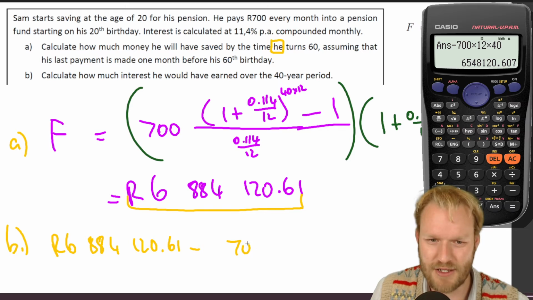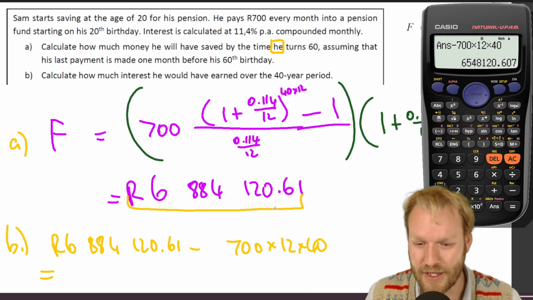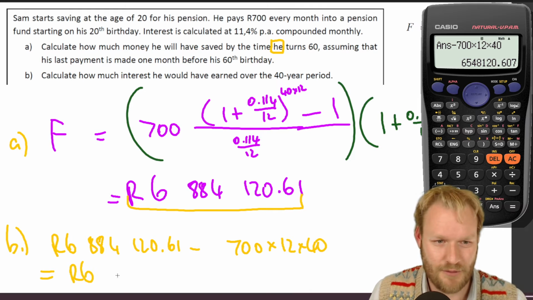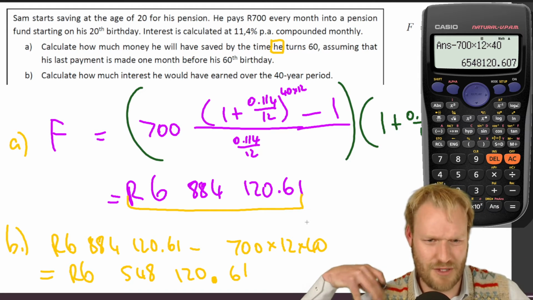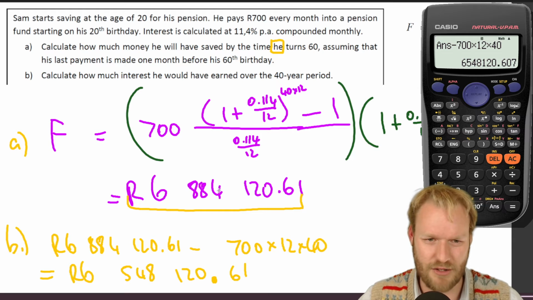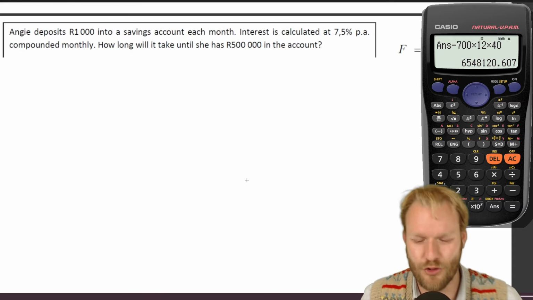6,884,120.61, and subtract, if you just, that Sam did put in 700 Rand per month for 40 years. And when we put that into the calculator, we get 6,548,120 Rand and 61 cents. In other words, Sam didn't actually put in, say, 300,000 Rand worth, and you came out with 6.5 million Rand more. Interesting enough, let's head into our final example for today.